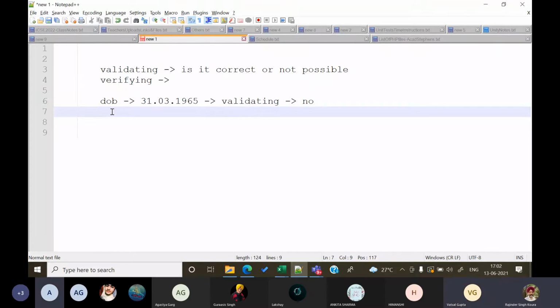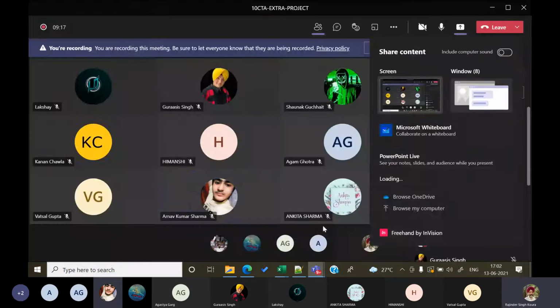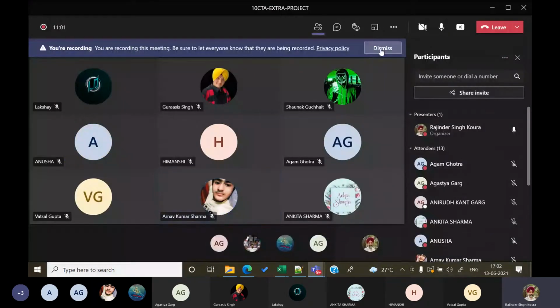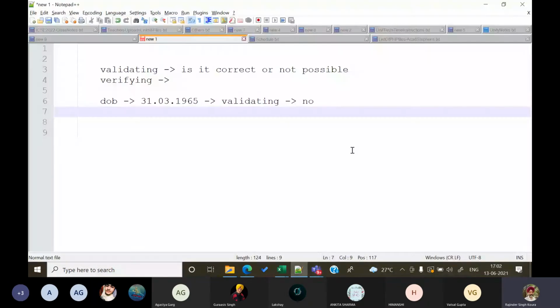Sir, we check the total number of days. No, no. How do you check whether this is my date of birth or not? Through Aadhaar card or PAN card. Yes, you will check my Aadhaar card, my PAN card, my class 10 certificate, the records in the school, my passport. That is verification. So the process is two things: first you validate, second you verify.